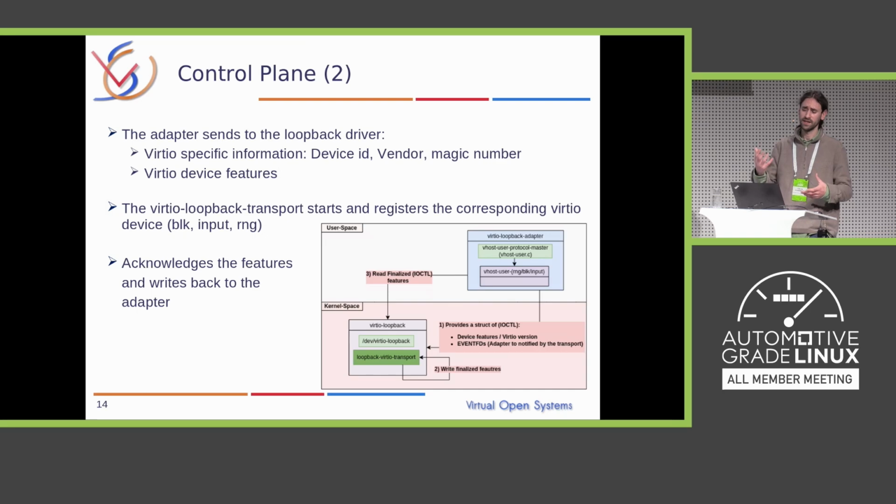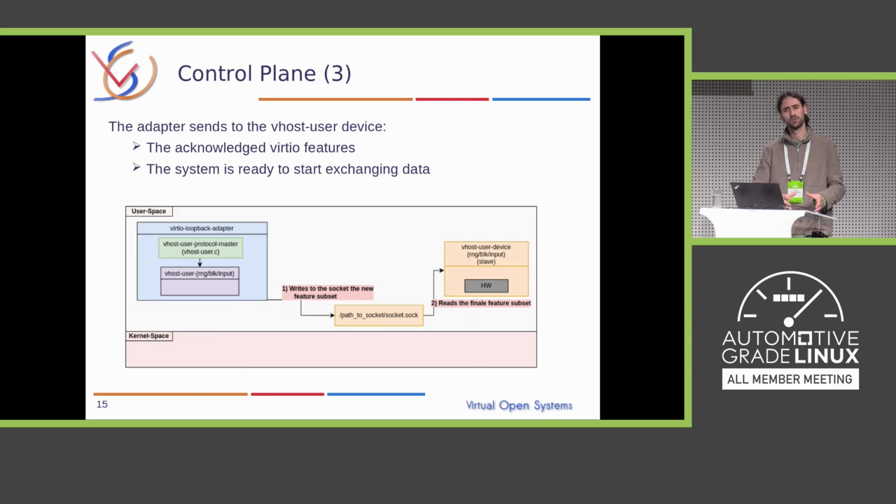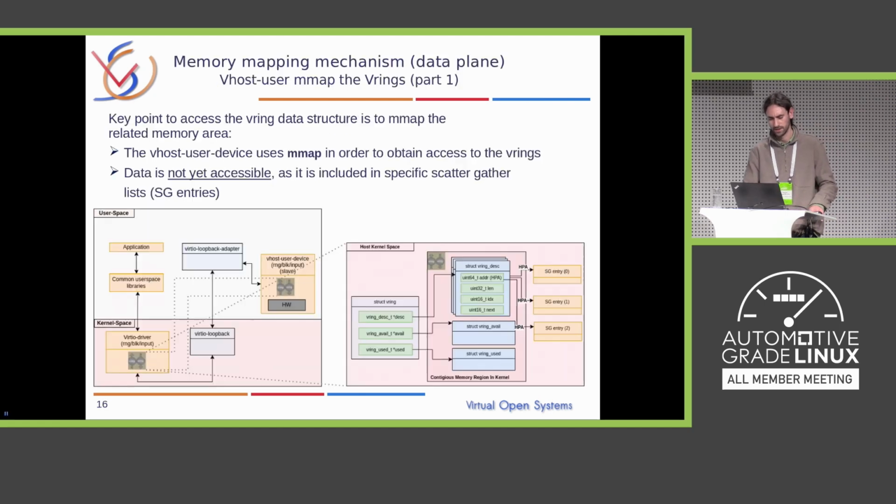So via the system calls, again, it writes the features, it writes the device ID, the most important, and then the Virtual-Loopback transport knows which device to register on the VirtIO subsystem, and at the same time to start the new transport driver. We have a small initialization process in the kernel about the VirtIO. When the driver is ready, it acknowledges the features, and then lastly we need to notify the adapter that the acknowledged features are these ones. The adapter reads them and provides them lastly to the VIOS user device, and then we are ready to exchange any data. All the system is up to date.